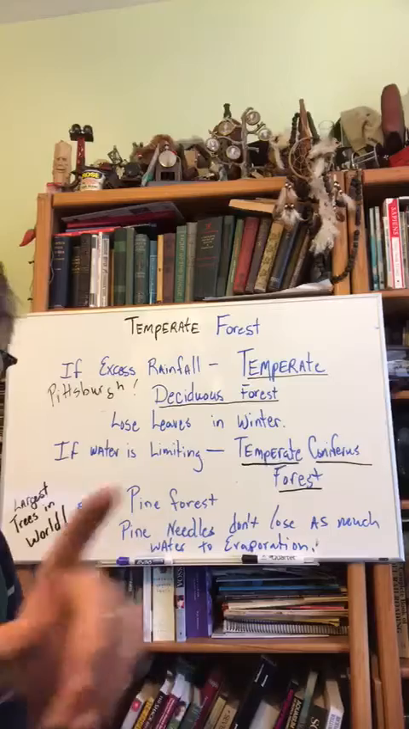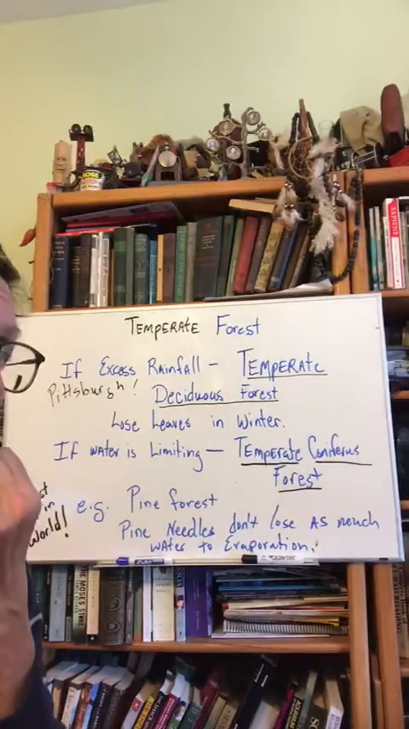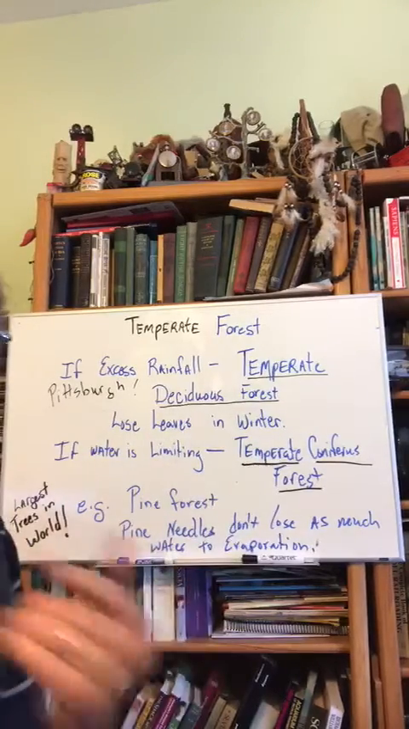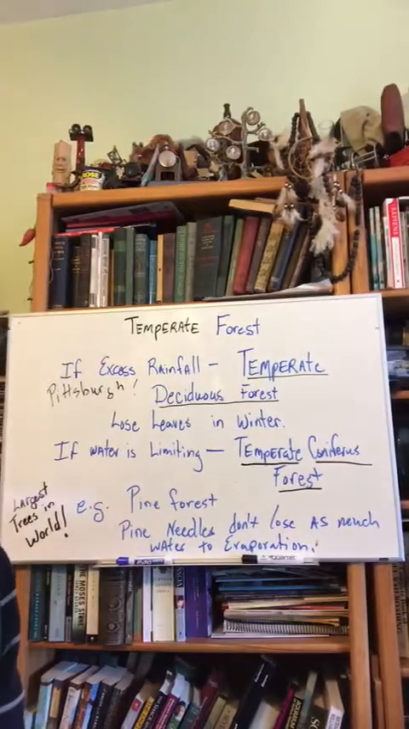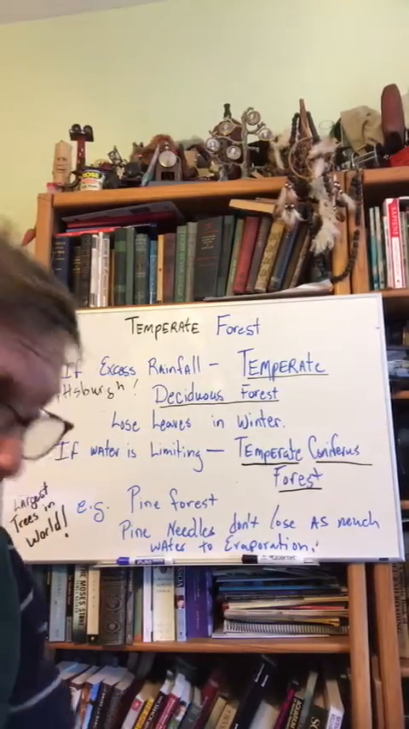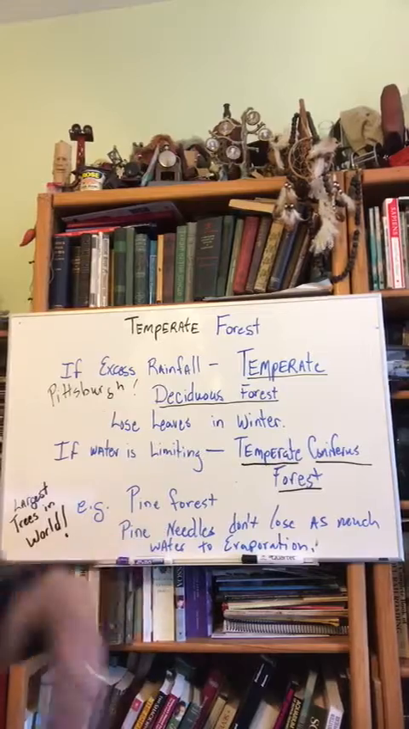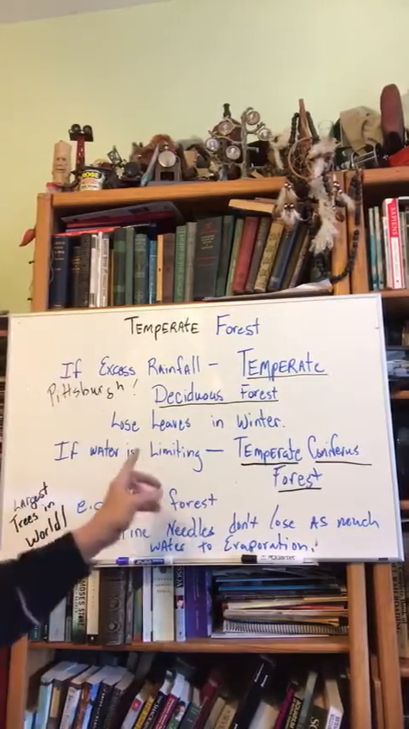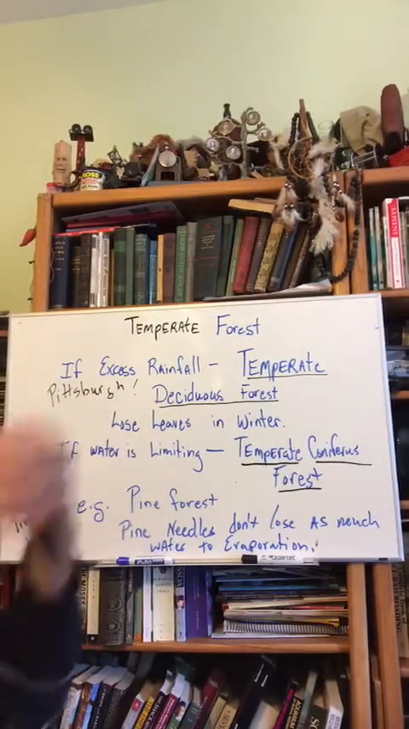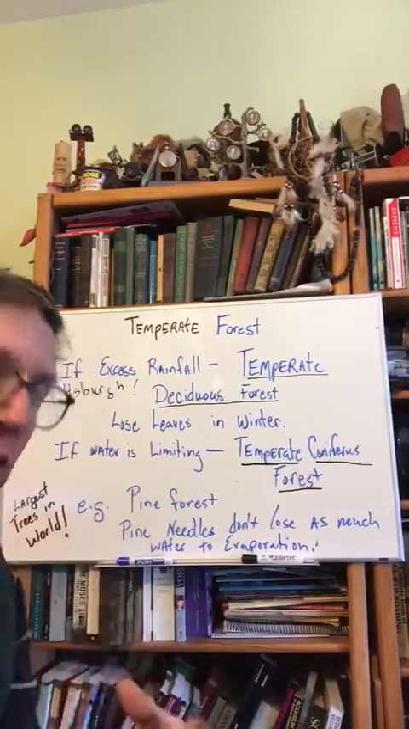Now, some parts of the temperate portions of the earth either don't have enough rainfall for this kind of tree to really be successful, or you have sandy soil where you have a lot of rain, but the water drains away in the soil. In both of these environments, we get pine forest or what we call coniferous forest, temperate coniferous forest. And this is where water is limiting, but there's still enough to have a forest. You just have a different kind of tree.